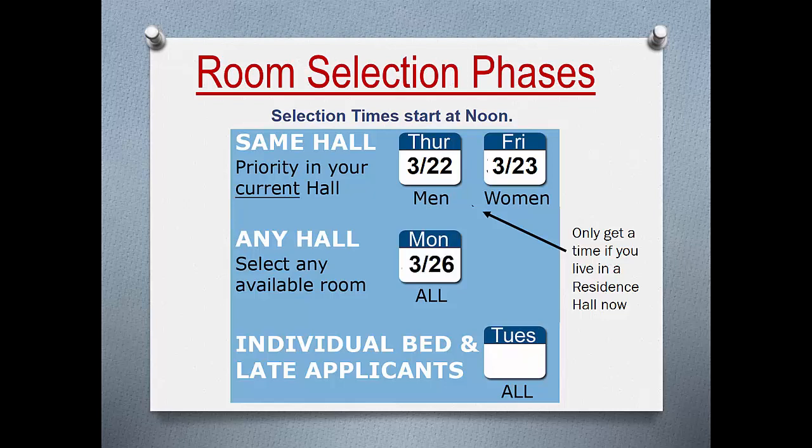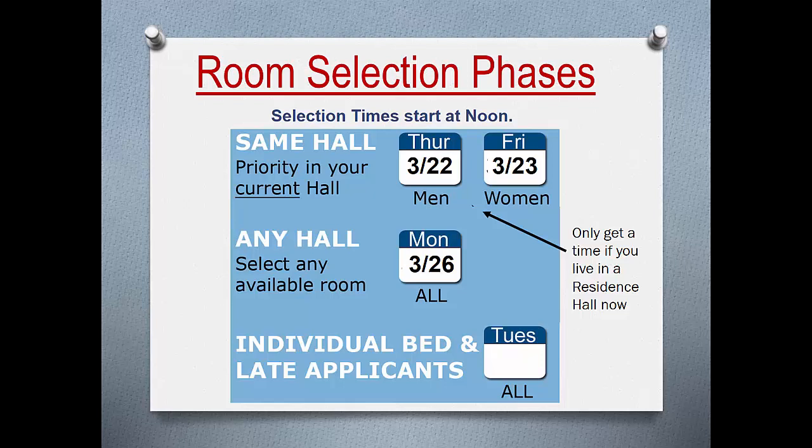You can select from any rooms that are available after same hall selection. Any hall selection is for both men and women, and it begins at noon on Monday, March 26th. If you and your roommate applied for housing and have not yet selected a room or apartment, we will automatically include you in this process.